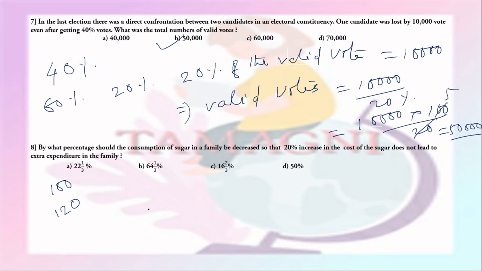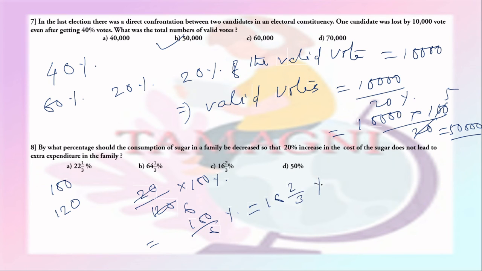So they will consume sugar worth 20 rupees less on 120 rupees of present price. So the percentage will be 20 by 120 into 100. That percentage of consumption will be less. So this is equal to 100 by 6%, which is equal to 16 and 2 by 3%. So option C is the right answer.